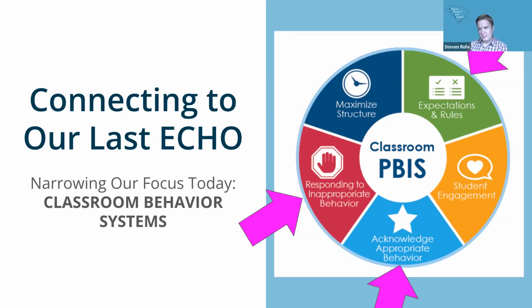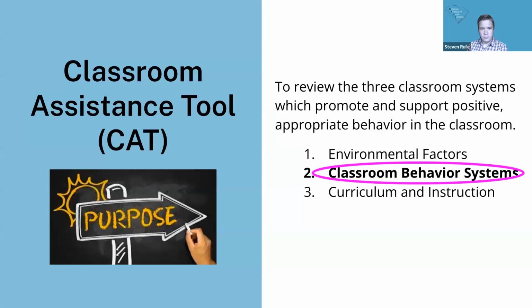The first of which is expectations and rules, the second one being acknowledging appropriate behavior, and the last is responding to inappropriate behavior. While I won't cover maximizing structure and student engagement, both of those pieces are covered in the other two sections of the classroom assistance tool.